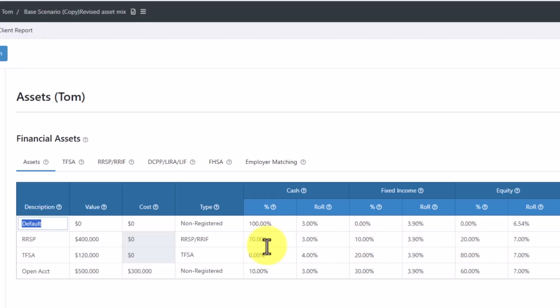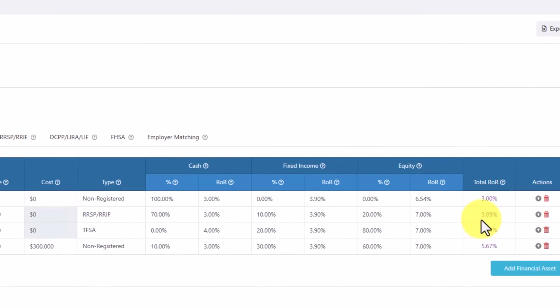So we're going to assume that the GIC portfolio is actually a lower return than we used in the other analysis, 3% for cash and GICs, and that's 70% of the portfolio, 3.9% for an aggregate bond portfolio, and then 20% high-quality equities using 7% returns long-term. So that's a weighted average return for the portfolio of 3.89%. So it's overweight GICs and high-yield savings.